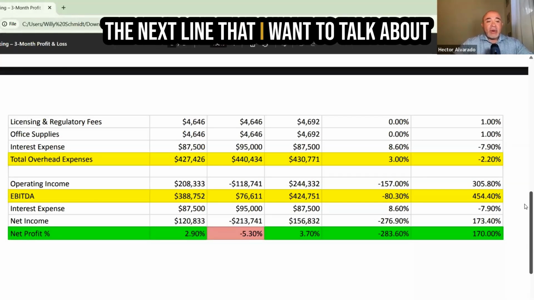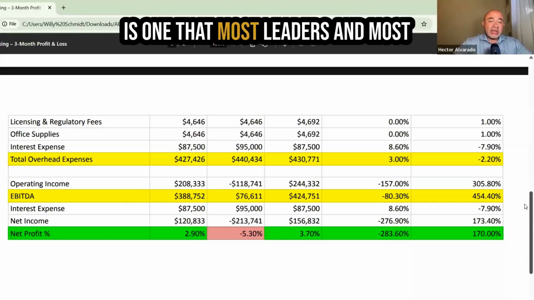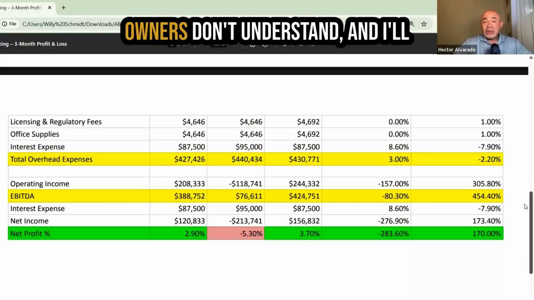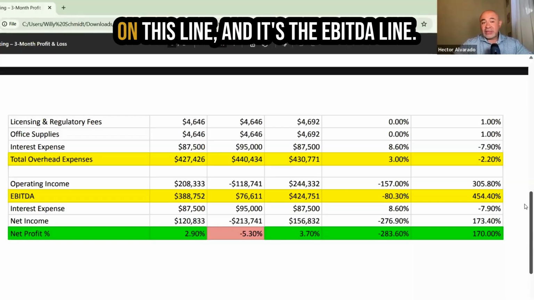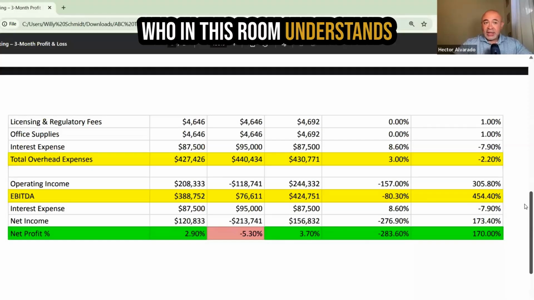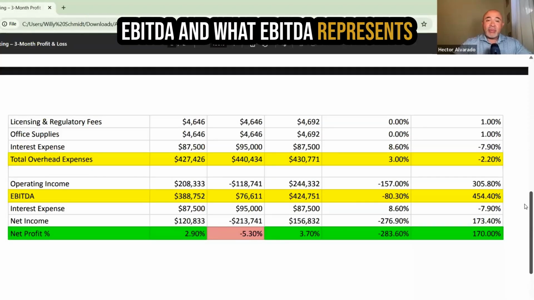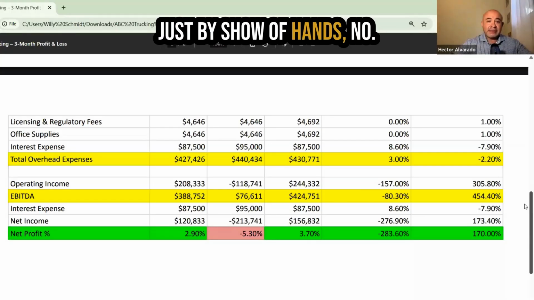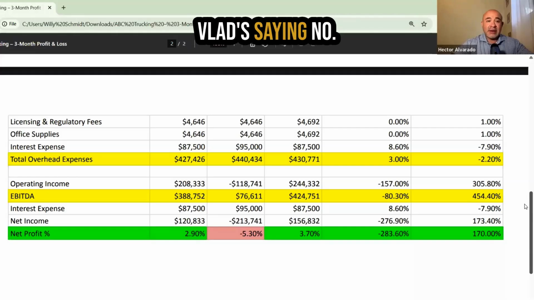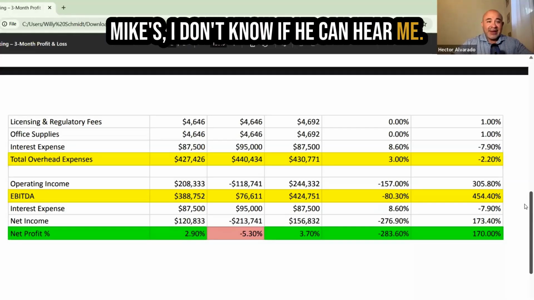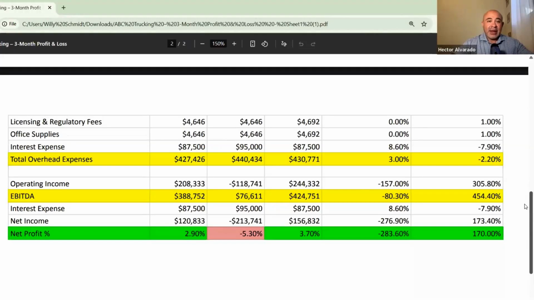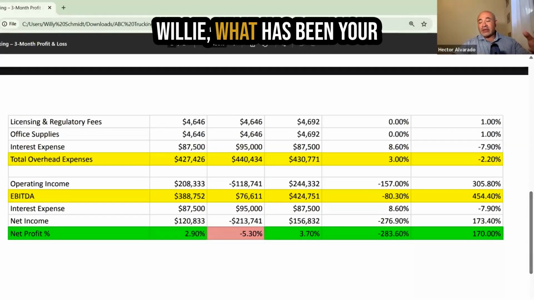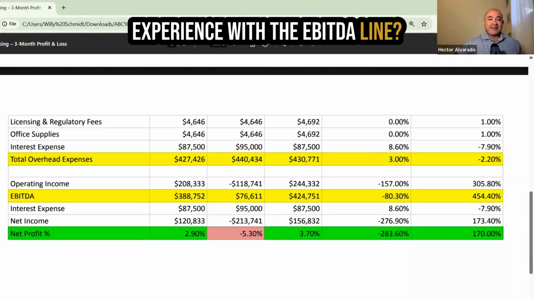The next line that I want to talk about is one that most leaders and most owners don't understand. And I'll let Willie share his story on this line, and it's the EBITDA line. Who in this room understands EBITDA and what EBITDA represents in a business and as a P&L? Just by show of hands. No, no. Peter's saying no. Vlad's saying no. Mike's, I don't know if he can hear me. Cecilia. Yeah, Cecilia knows EBITDA. Willie, what has been your experience with the EBITDA line?